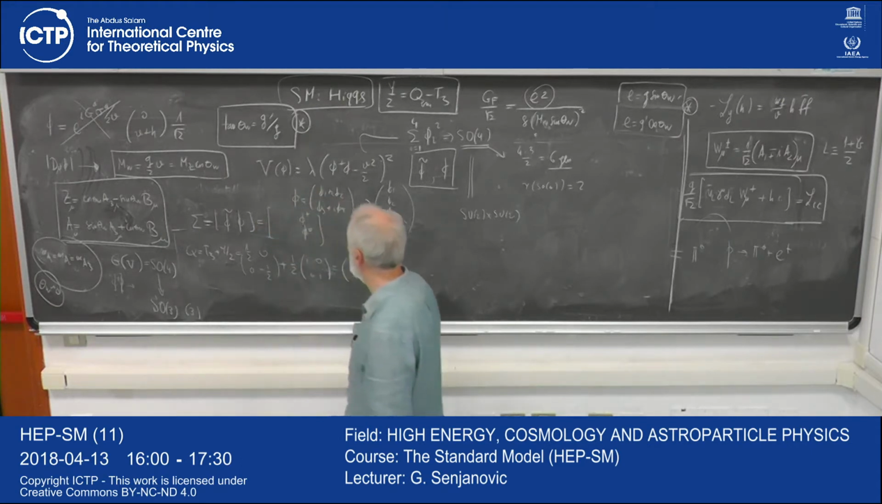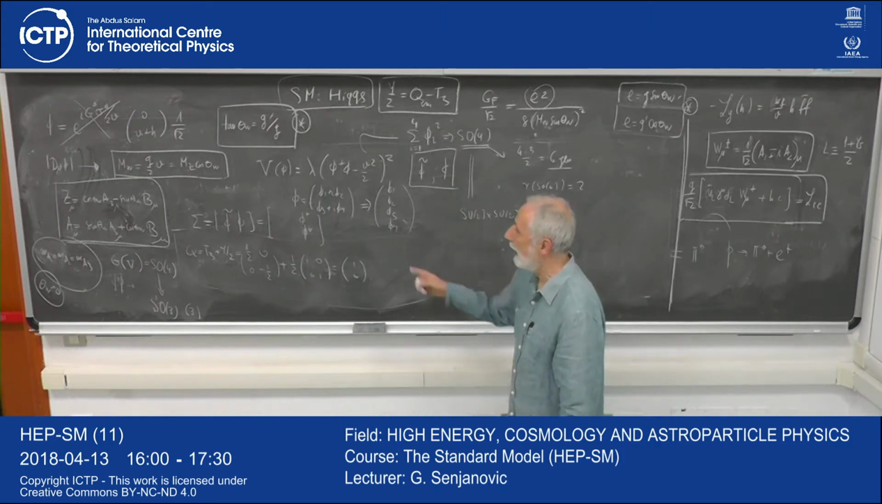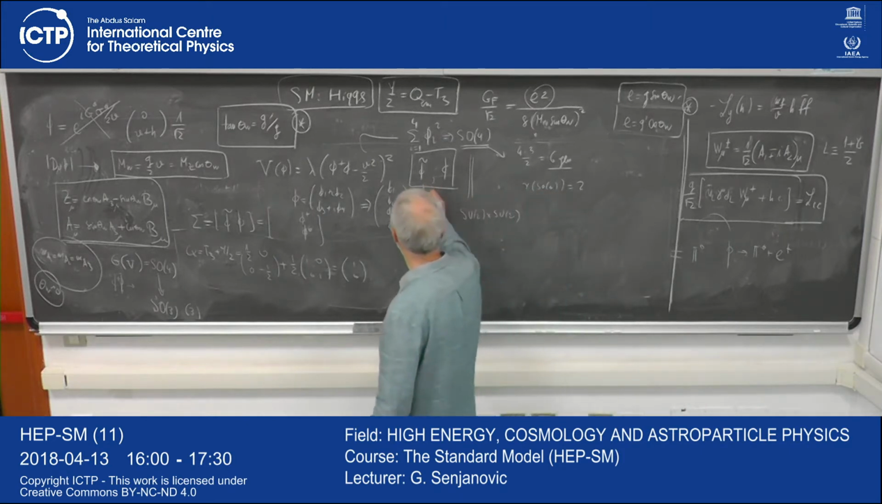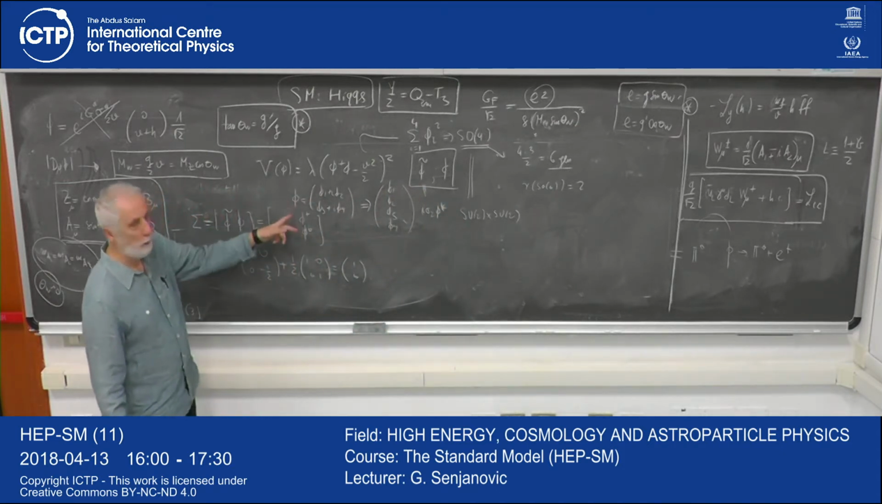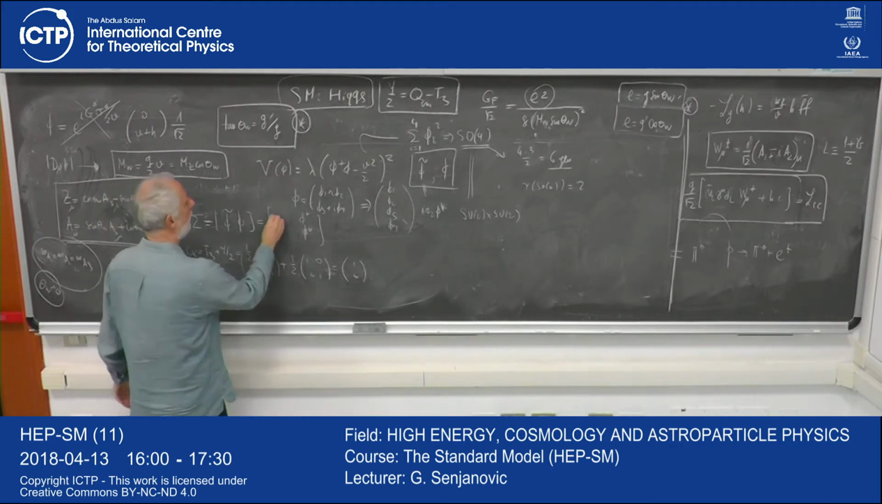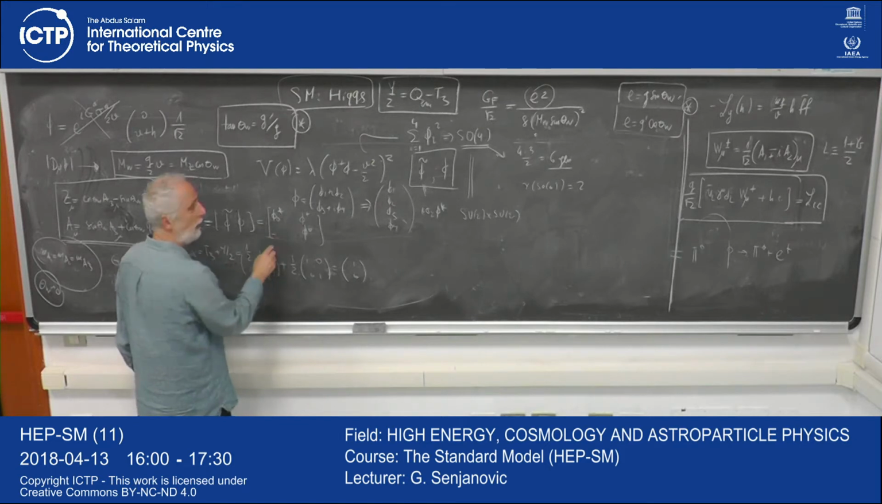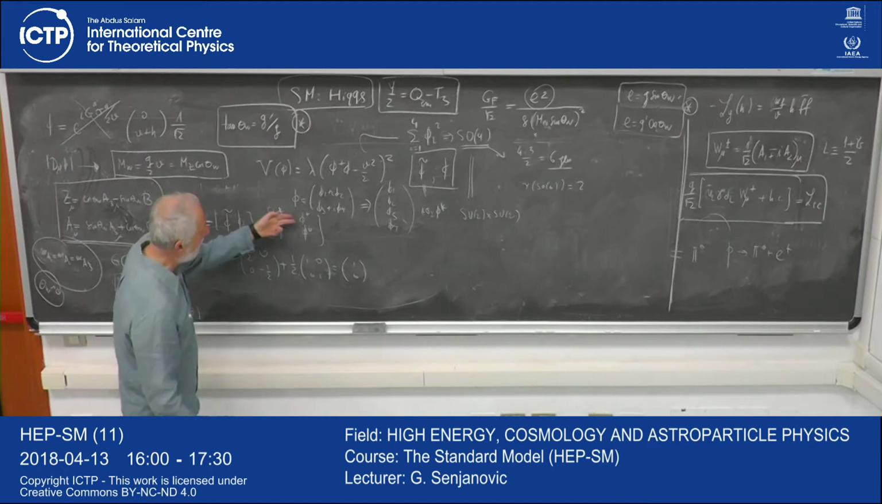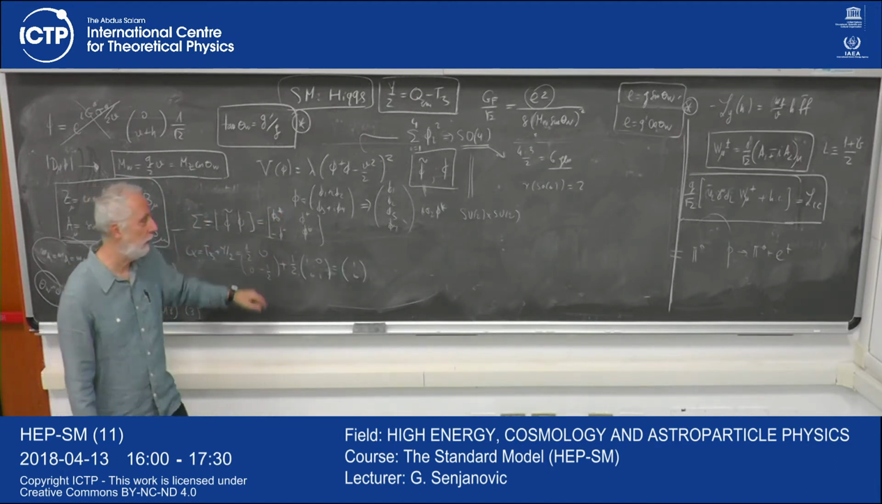Can you tell me quickly what is phi tilde? It's i sigma 2 phi star. Phi 0 star, and there is a minus sign, minus phi minus. If I take a plus sign here, well, that's up to me. I took a plus sign here, so it's minus here. I can put it anywhere I want.